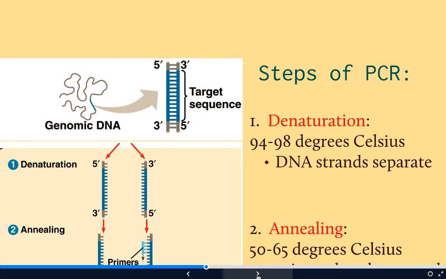All right, so we're just going to go through the steps quickly so you can be familiar with it. In the first step, we have denaturation, right? So we can see our target sequence. You can see we're heating it up, and all that does is allow the strands to separate.